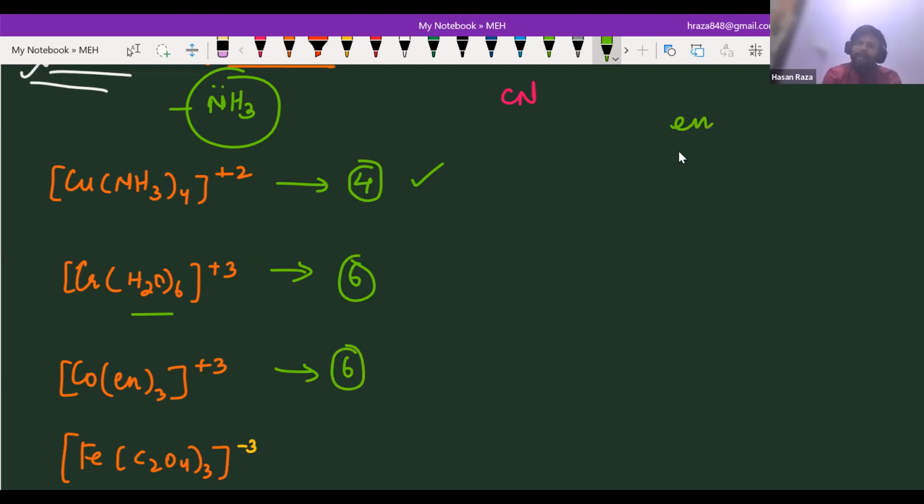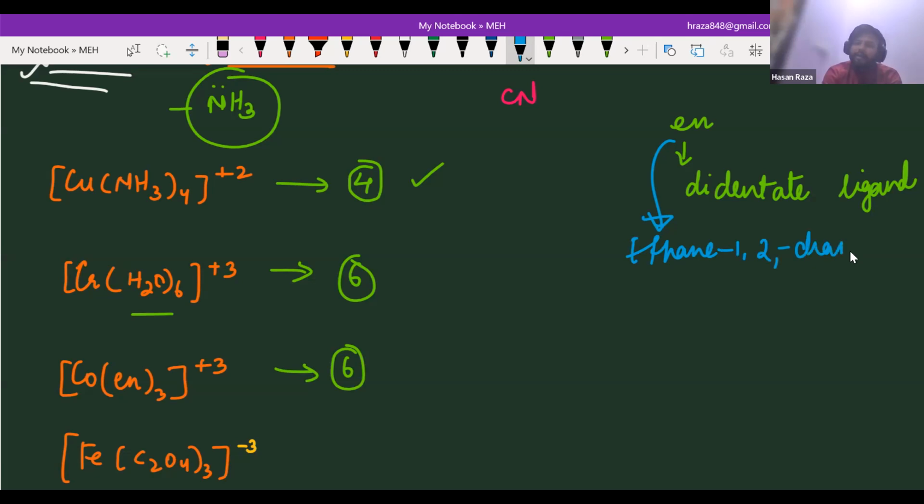This EN is basically a didentate ligand. We will discuss what it is. A didentate ligand means alone it can form two coordinate bonds. The short form that we use is EN. Its name is basically ethane 1,2 diamine. We can easily write the structure of it: CH2 NH2 and then again CH2 NH2. Here you can see it alone can form two coordinate bonds.